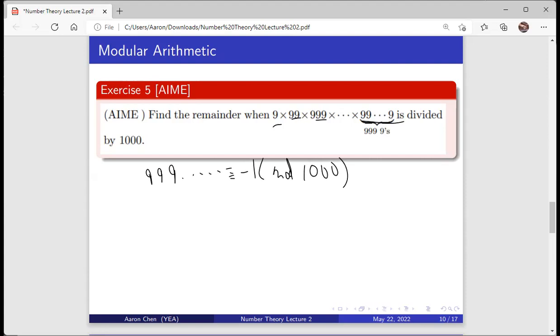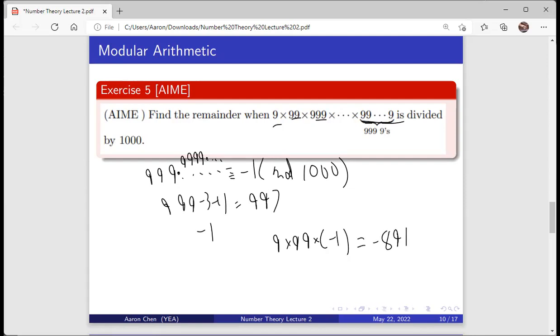And so the number of integers here is just 999 minus 3 plus 1, which is 997. So that means that these multiplied out is just 9. And so the expression is 9 times 99 times -1, which if you just multiply out is -891, or 109 mod 1000.